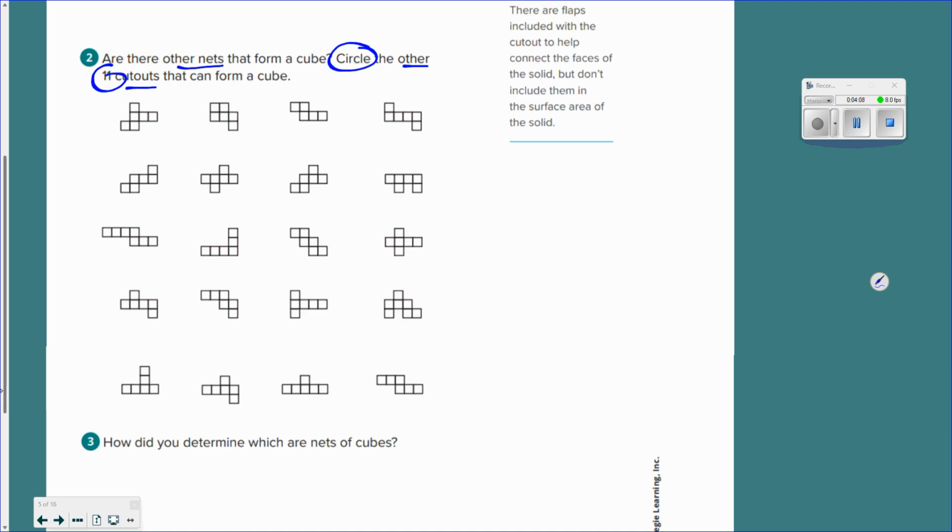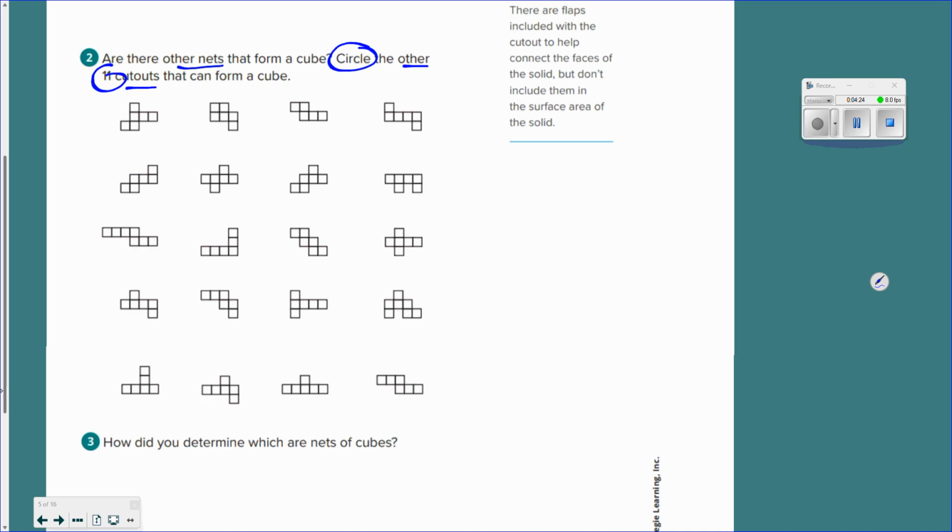You're going to circle all the nets that would make a cube. You're going to cross out the ones that won't. When you get done, you can have 11 circles on your paper. A cube. That's a great question.